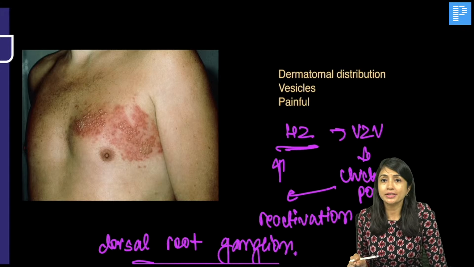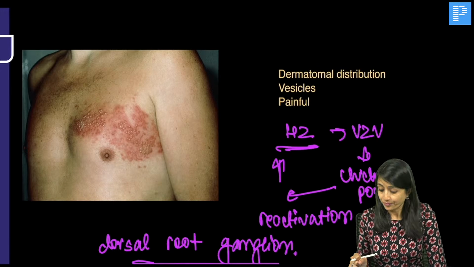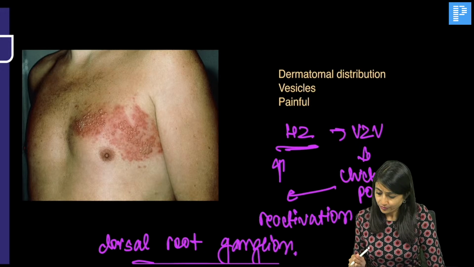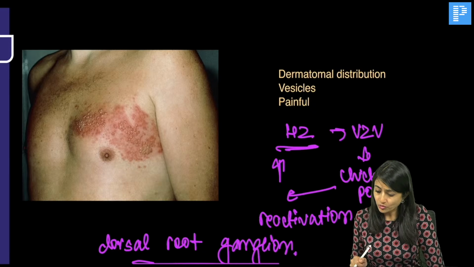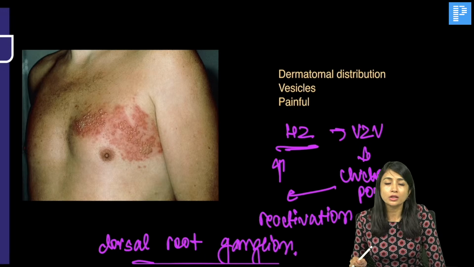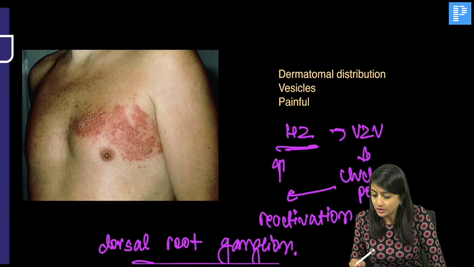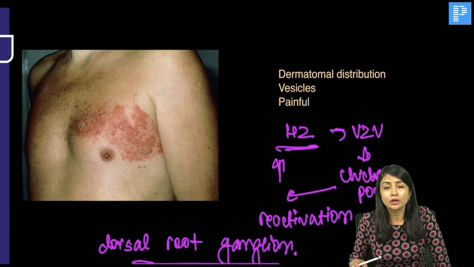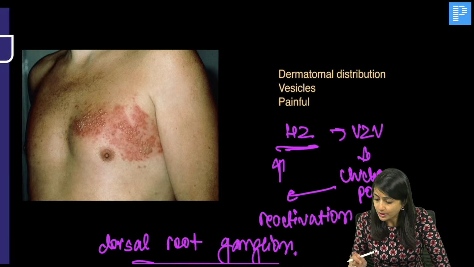What is Hutchinson's sign related to this? Very good. Yes, so Dr. Debaki, you are right. Usually it's seen in immunocompromised state, but nowadays we see it in a lot of healthy adults also. Now, I was talking about a Hutchinson sign. Can anybody tell me? Yes.